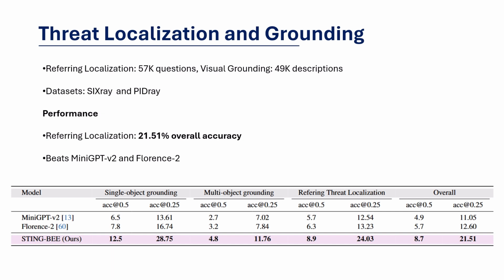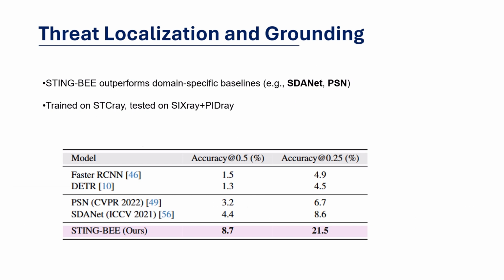While in visual grounding and threat localization, we compiled an extensive test set with 57 questions from SIXray and PIDray, and STING-B achieves the best accuracy, beating both MiniGPT and Florence. We also compare STING-B with other vision-centric X-ray domain-specific models in a cross-domain setting, and STING-B outperforms both SDNet and PSN, which are X-ray specific models.